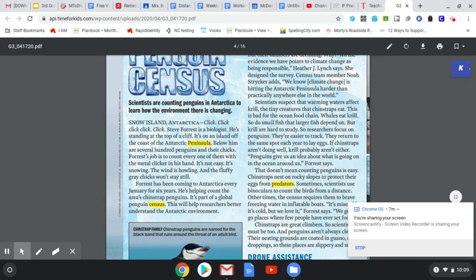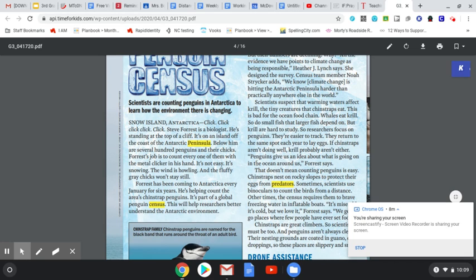This is bad for the ocean food chain. Whales eat krill, so do small fish that larger fish depend on. But krill are hard to study, so researchers focus on penguins. They're easier to track. They return to the same spot each year to lay eggs. If chinstraps aren't doing well, krill probably aren't either.